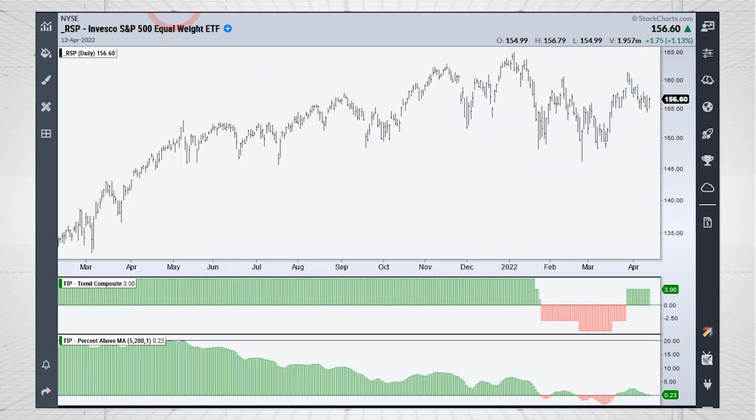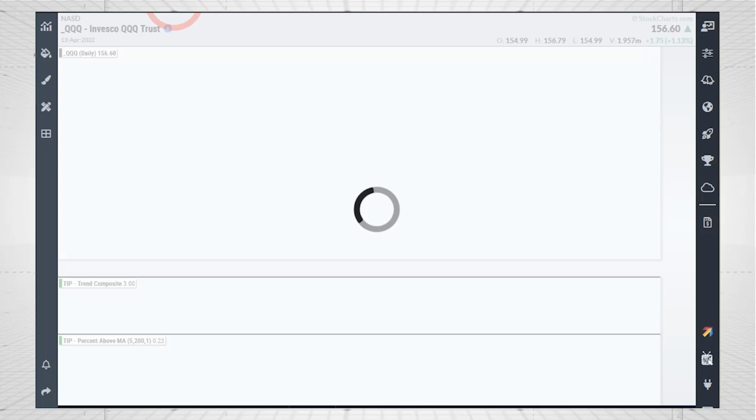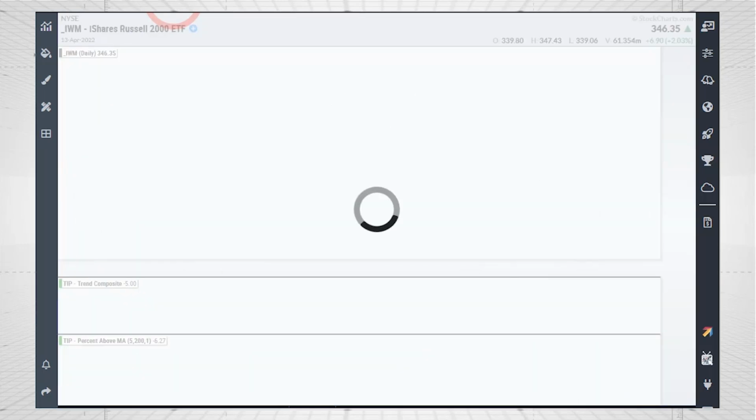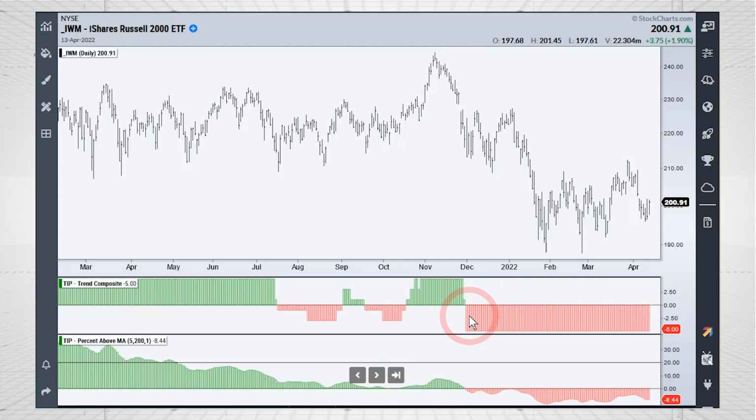But then if we go down, say we go down just to QQQ, we can see that QQQ is in a downtrend. It's been in a downtrend since the middle of January. And you can see the 5-day moving average is 6% below the 200-day. That right there tells you there's relative weakness. And then if we look at small caps, we can see a similar picture. We have a downtrend since the latter part of the end of November, early December, that breakdown there. And the trend composite remains bearish. And the 5-day is 8.5% below the 200-day. So clearly these 2 are weaker than SPY and RSP.